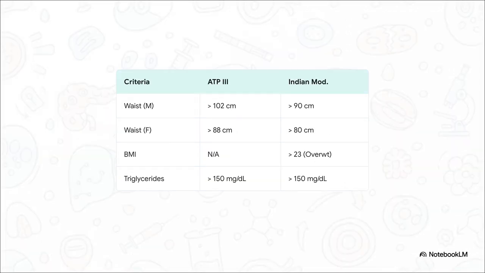But before we even get to overt diabetes, we're looking at metabolic syndrome. And here's where it gets interesting. Contrasting the global ATP3 criteria with the vital Indian-specific modifications reveals some very distinct phenotypes. For the Indian phenotype, the waist circumference threshold drops significantly to 90 centimeters for men and 80 for women. A BMI over just 23 is considered overweight.